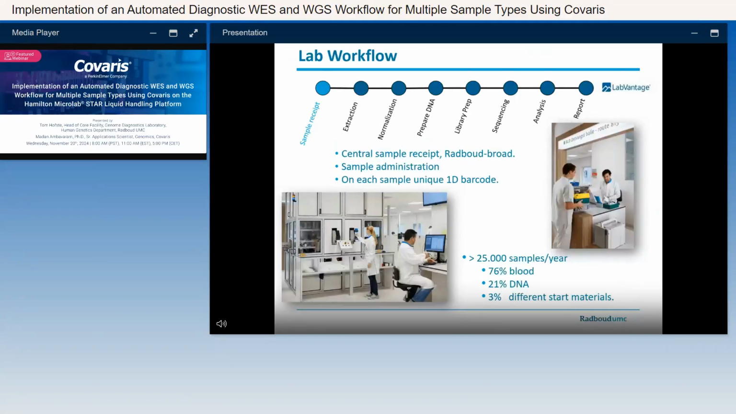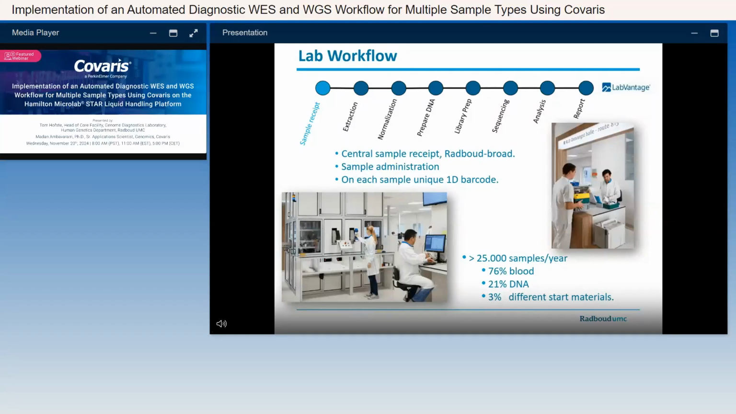How does the workflow look then? We always start with the central sample receipt at the Radboud. The sample administration takes place, and on each sample there is one unique 1D barcode. This one is the most important, so we can track and trace all the samples through the lab. We do, as mentioned already before, more than 25,000 samples a year, and this is also the big challenge.